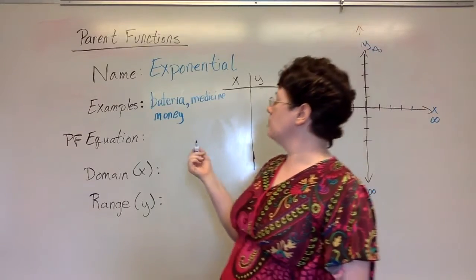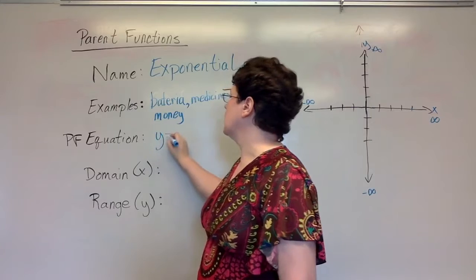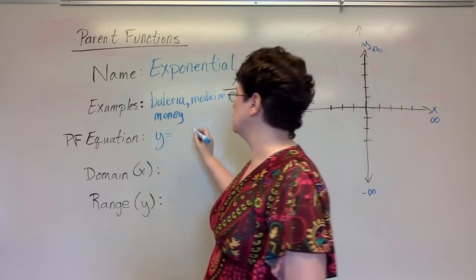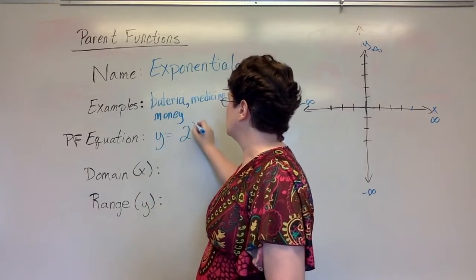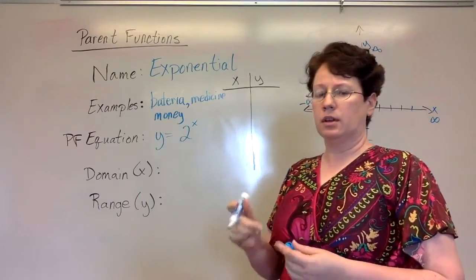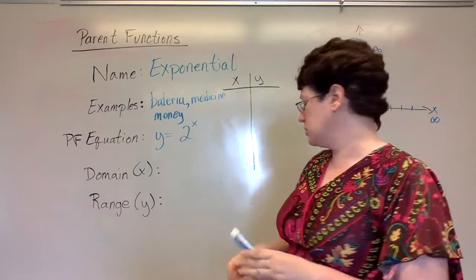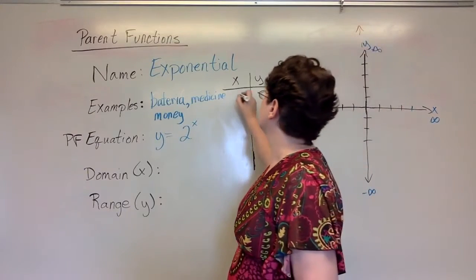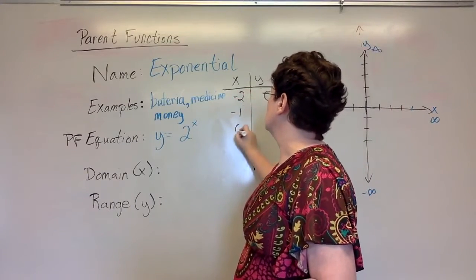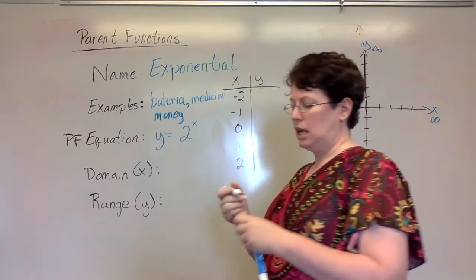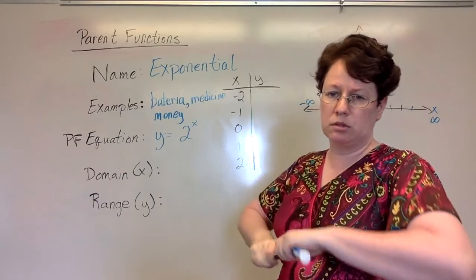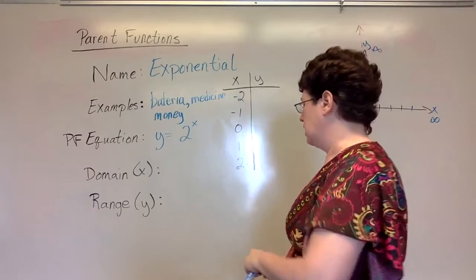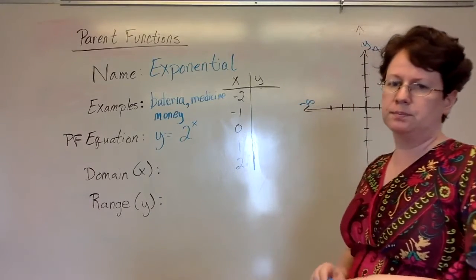Our parent function, we can have multiple bases. I want you to look at this. We're going to use 2 to the x. I could use 3 to the x. I could use 4 to the x. I could even use 1/2 to the x. But we're going to use 2 to the x. And that's simply so we have small numbers, okay? Nothing really big there. It's easier to graph, okay?